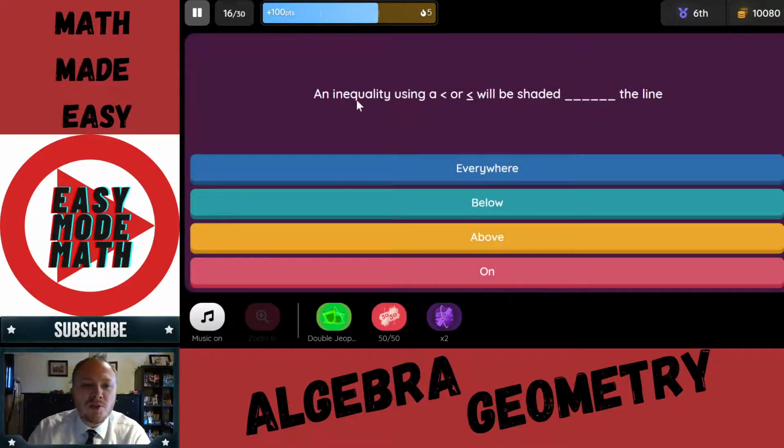What about the opposite way? An inequality using less than or equal to will be shaded where in relation to the line? Everywhere, below, above, or on the line. Less than or equal to.